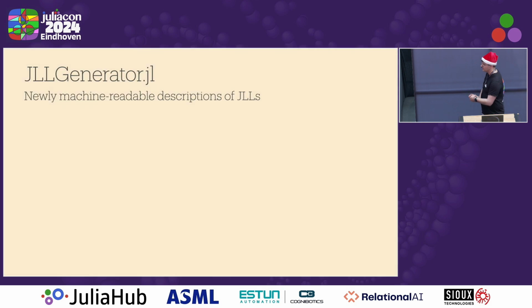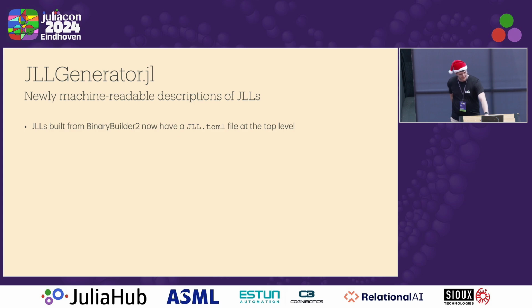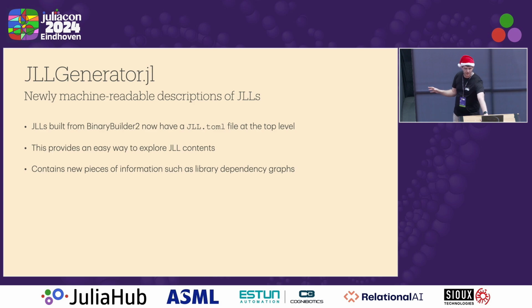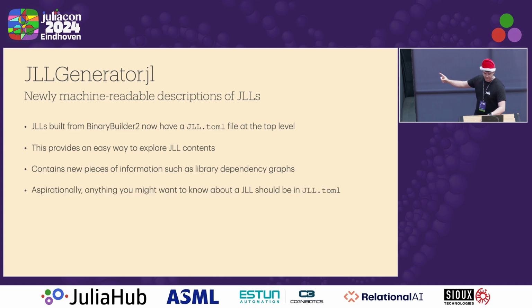All right, real quick, JLL Generator is machine-readable descriptions of JLLs. So all the JLLs built from BinaryBuilder 2 now have a JLL.toml file, which is the machine-readable way of saying what products are there, what license it is, what sources it came from, what actual upstream version it is, et cetera. One of the nice things that it has is library dependency graphs: libfoo depends on libbar, which came from libbar.jll. The reason that's important is because that enables the next package, which is the lazy JLL wrappers.